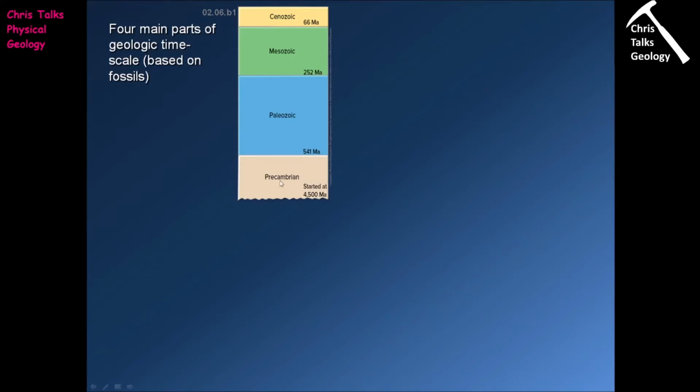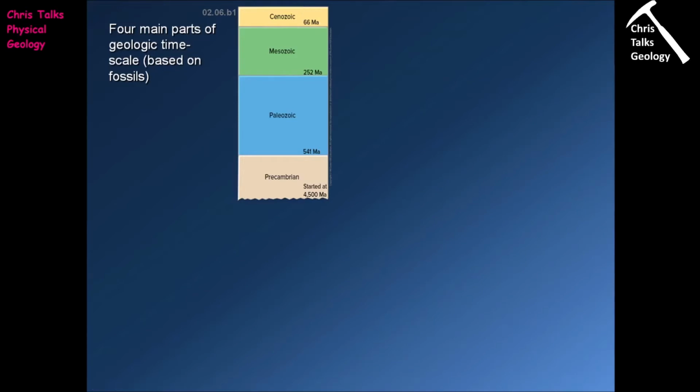And so we know that the Precambrian started 4.5 billion years ago, and it continued until about 541 million years ago. At that point, we transitioned from the Precambrian and went into the Paleozoic. The Paleozoic went from 541 million years to 252 million years ago, at which point we transitioned into the Mesozoic. The Mesozoic went from 252 million years ago to 66 million years ago, at which point we then transitioned into the Cenozoic, and the Cenozoic is still going on to the present day.